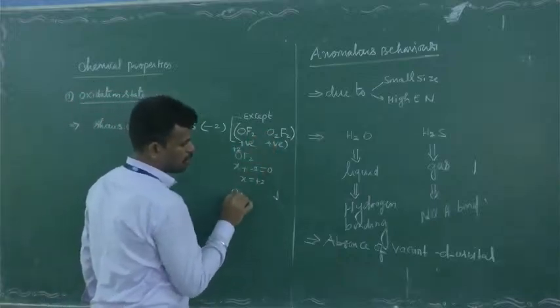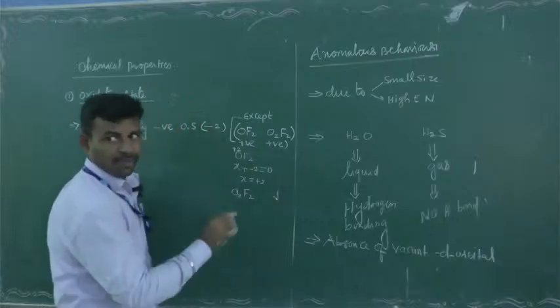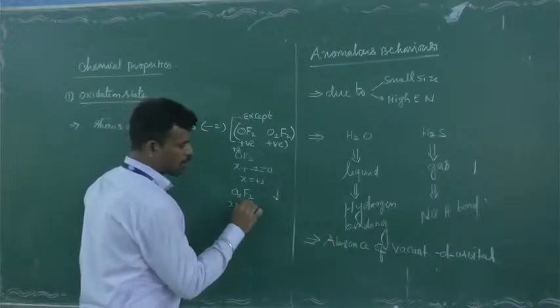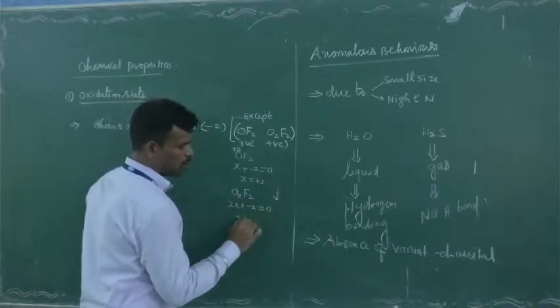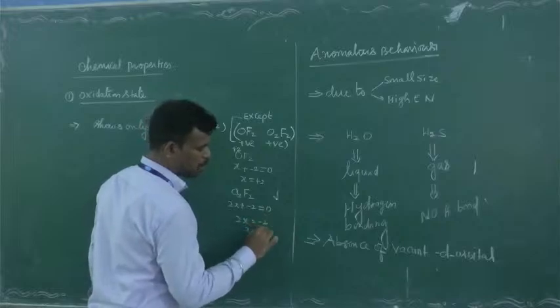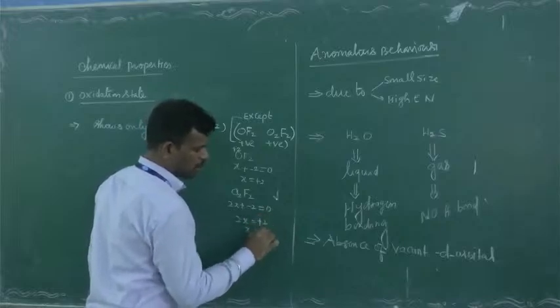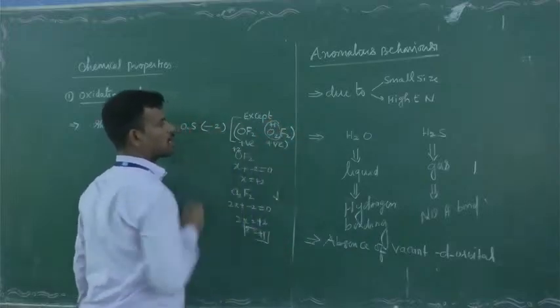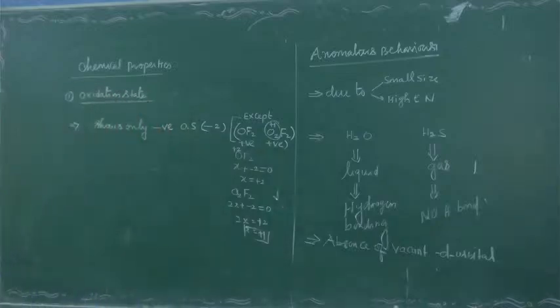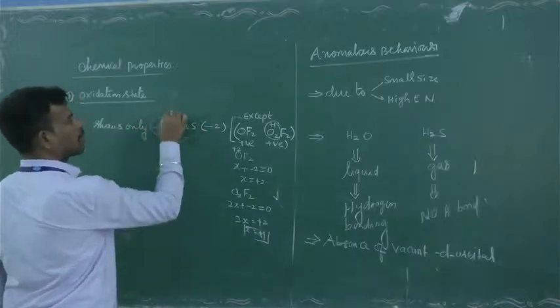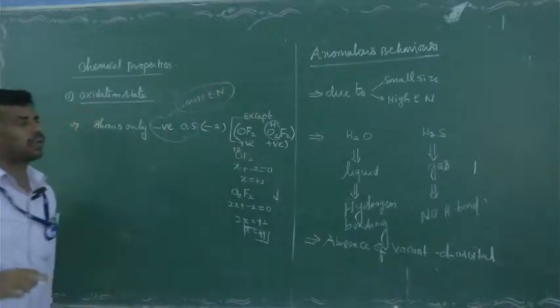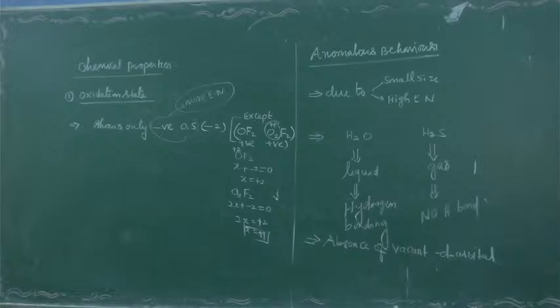Similarly, in the case of O2F2, fluorine is always going to be in the minus 1 oxidation state. Is this clear? So 2x minus 2 is equal to 0, 2x is equal to plus 2, x is equal to plus 1. So in this case, oxygen is in the plus 1 oxidation state. But otherwise oxygen is in a negative oxidation state because it is more electronegative. Please note this point. Is it clear?